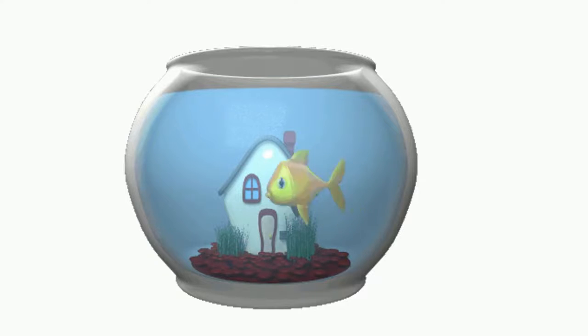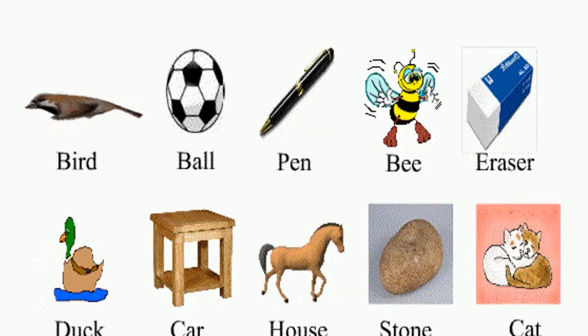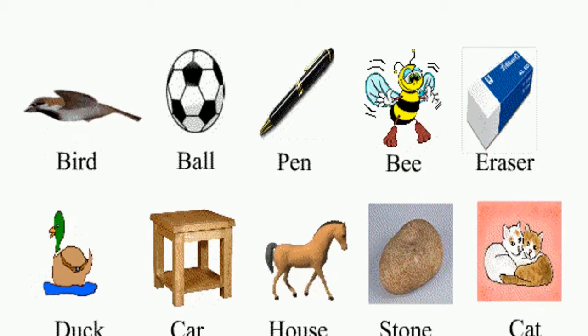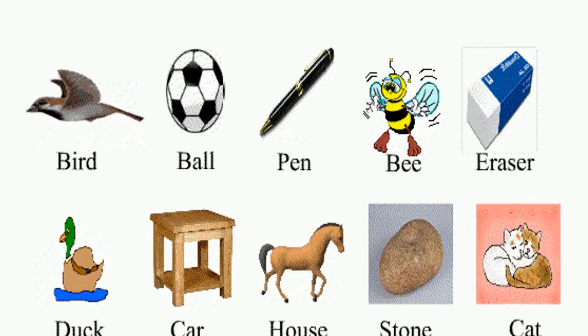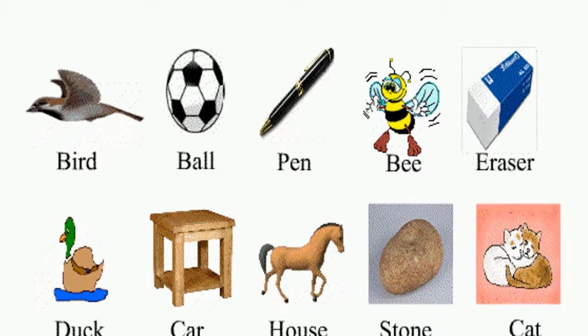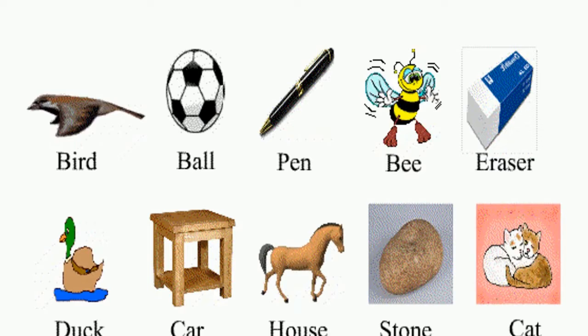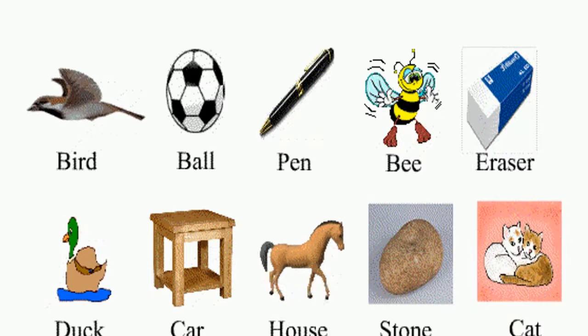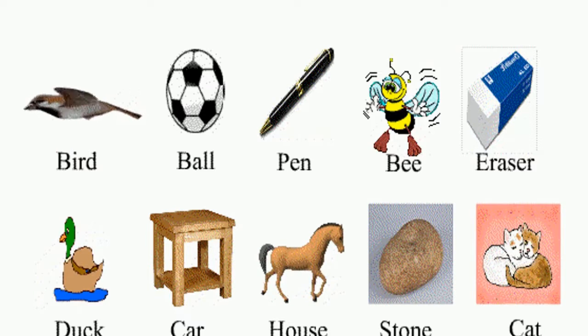Here we are seeing a picture. The fish is surrounding the house. The house is a non-living thing, the fish is a living thing. Here the pictures are given. Bird is a living thing because it is flying. Ball is not a living thing, it is not moving. Pen is not a living thing. Bee is a living thing.